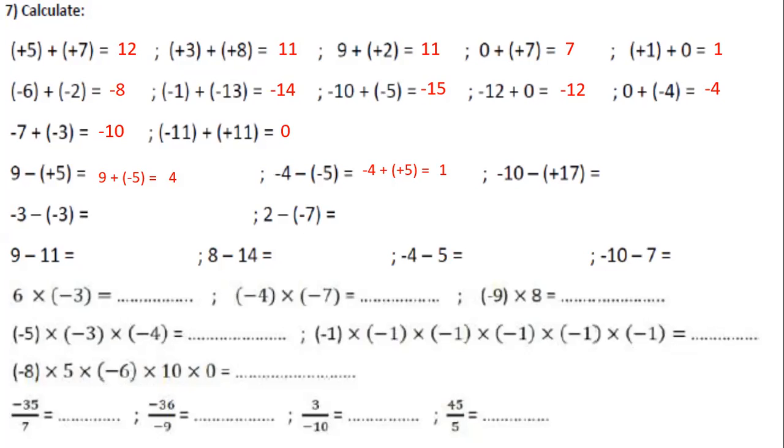Now Aseel. Yes, Aseel. Negative 10 minus positive 17. Yes. We keep the negative 10 as it is, and Bravo, we change the minus to plus. Yes. And the positive 17, from the positive 17 to the negative 17. Bravo. Now you have addition of two numbers that are both negative.